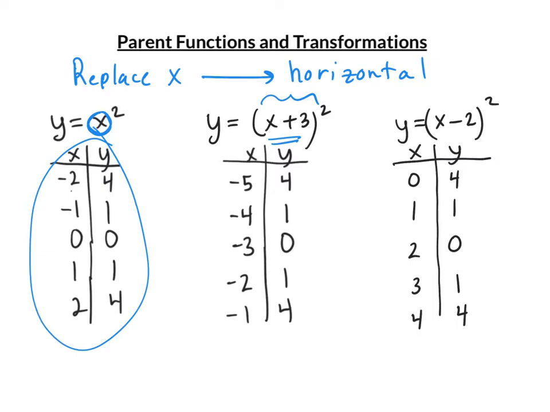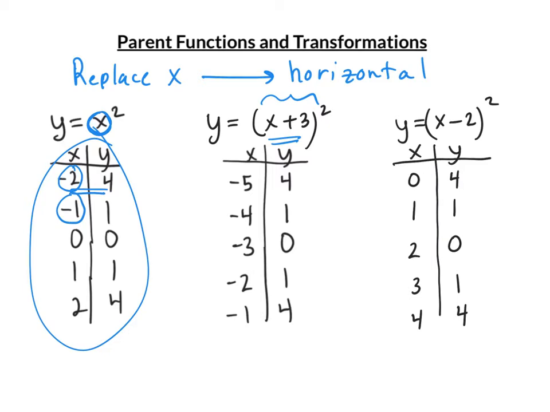Observe. Look at the first point here, negative 2, 4. When I square negative 2, I get 4. When I square here, I plug in negative 5, I go negative 5 plus 3. That's negative 2. Oh, there it is, negative 2. And negative 2 squared ends up being 4. When I plug in negative 4, negative 4 plus 3 is negative 1. Negative 1 squared is 1.